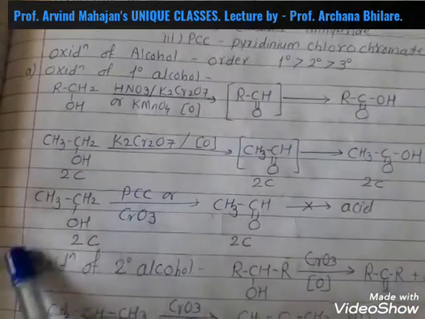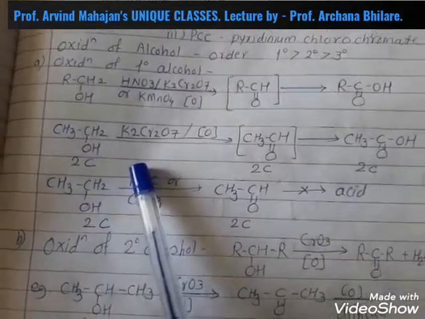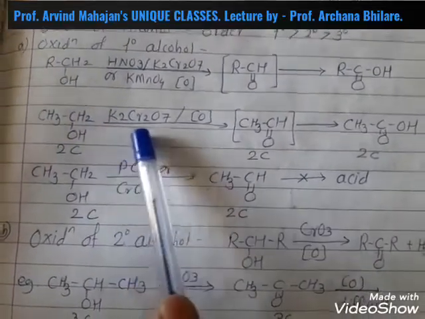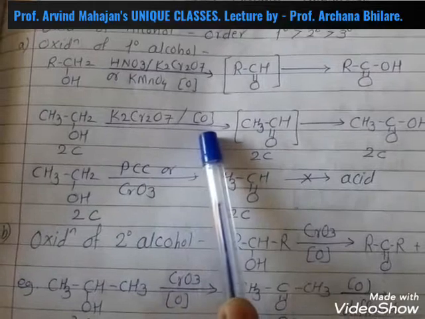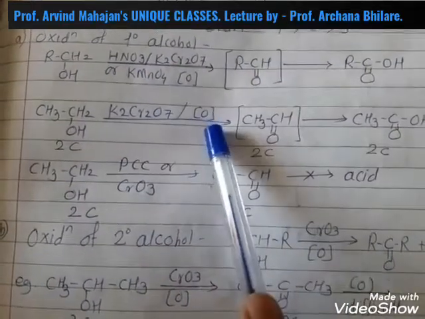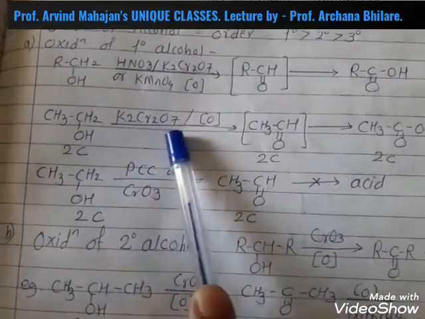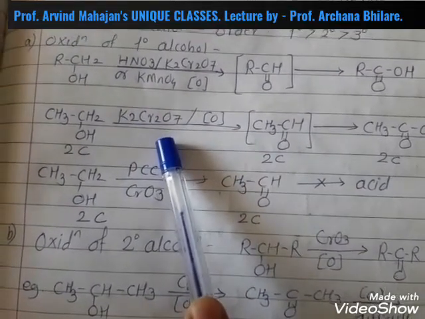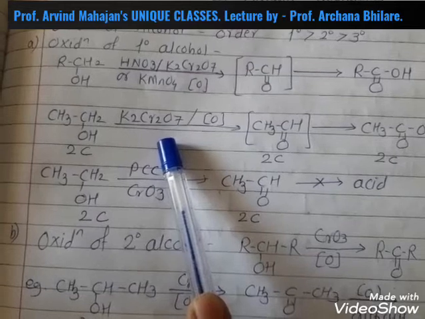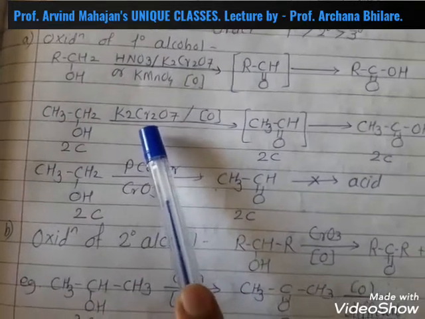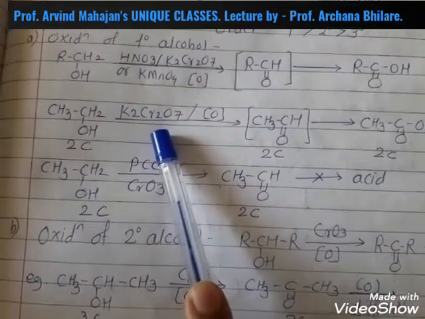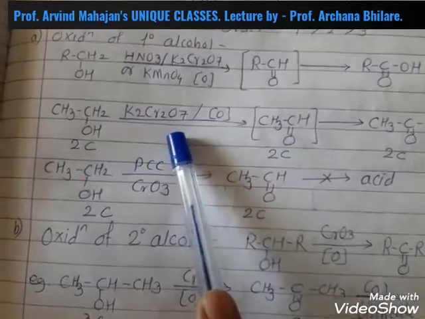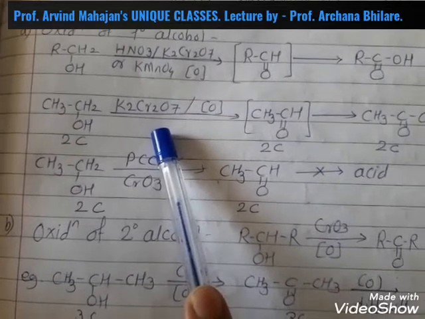I have given here one example. Suppose it is CH3CH2OH, ethanol, and it is treated with K2Cr2O7 or any of these oxidizing agents. Generally K2Cr2O7 is always taken with dilute H2SO4, but they have not mentioned it here. In the next reactions of phenols, they have used H2SO4. So it doesn't matter, K2Cr2O7 in acidic medium is also an oxidizing agent.